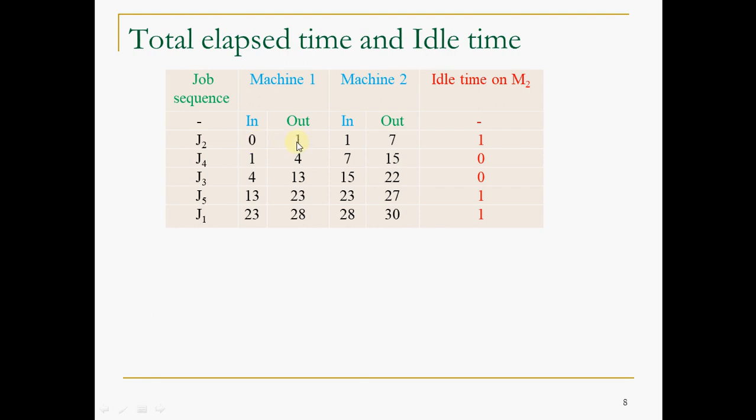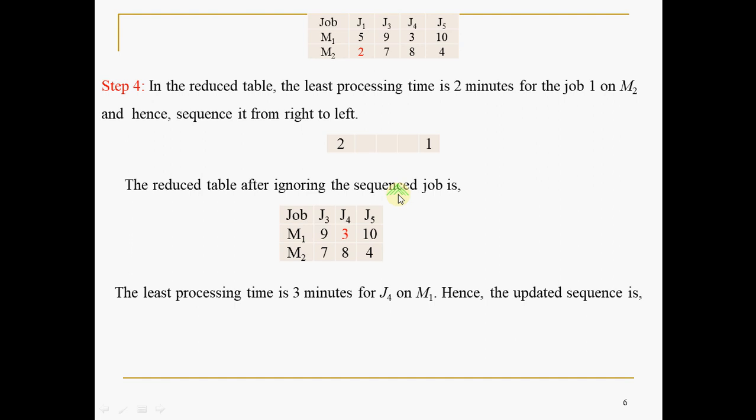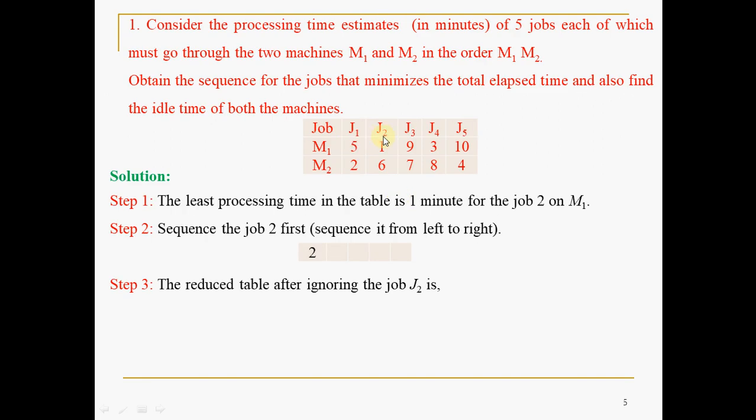1. What does this 1 mean? If you refer to the table of processing time estimates, 1 minute is the time estimate for J2 on machine 1. You please refer to this table, you have to take reference. So J2, M1, 1 minute, and so on, other values also you have to take.